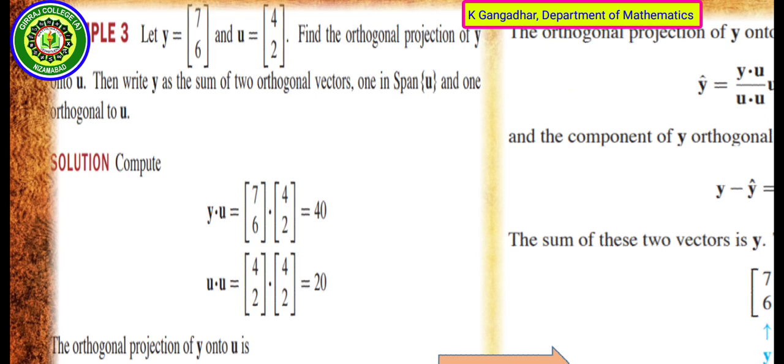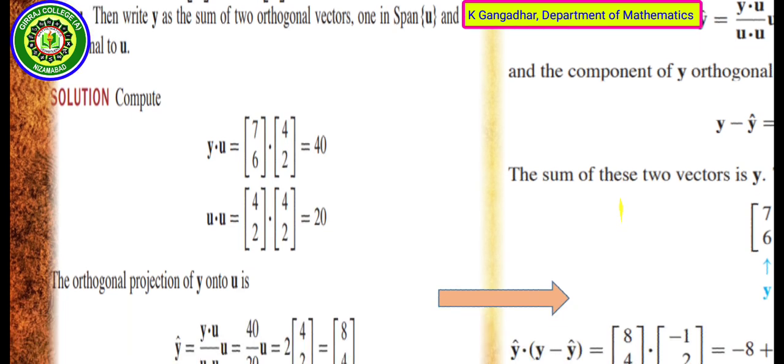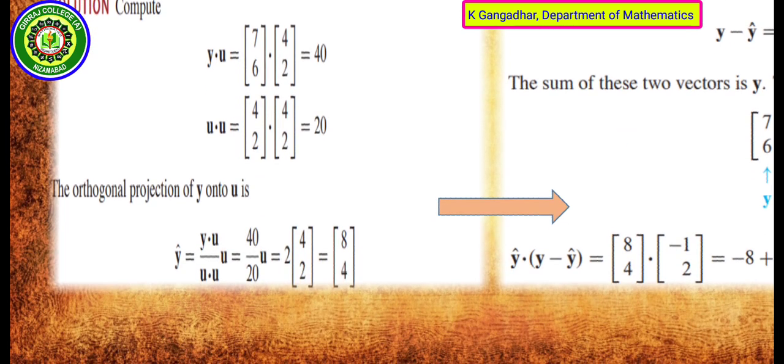So first, the orthogonal projection of y on u is y hat equal to y dot u by u dot u into u. We find the y dot u value 40 and u dot u value 20, so the projection of y on u is y hat equal to y dot u by u dot u into u, that is 2 into (4, 2), we get (8, 4).